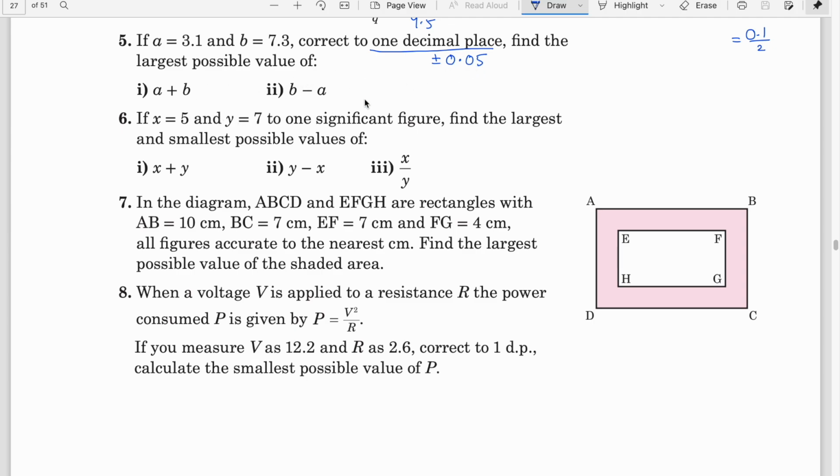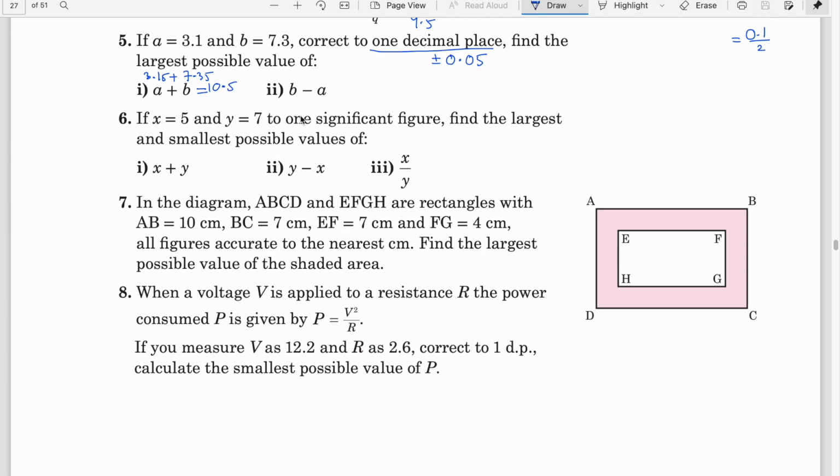Now we choose these values. So A would be 3.15. B would be 7.35 because of this uncertainty. Uncertainty correct, you'll get the correct answer.